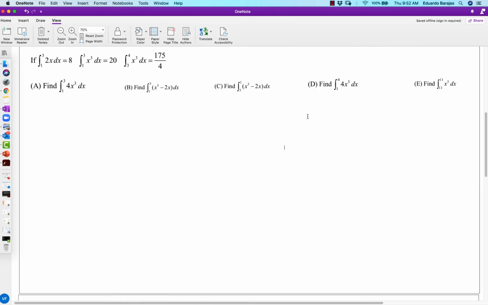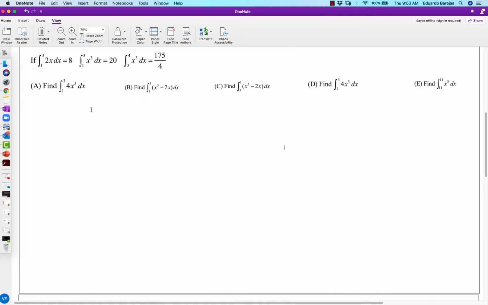Okay, so let's say that this information up here is given to us. All three of these integrals are given to us. That the integral from 1 to 3 of 2x dx equals 8. That the integral from 1 to 3 of x cubed dx equals 20. And that the integral from 3 to 4 of x cubed dx equals 175 divided by 4. So these three are given. So we're asked to use these three integrals plus the properties of integrals that we were just provided to simplify or solve to identify these other integrals.